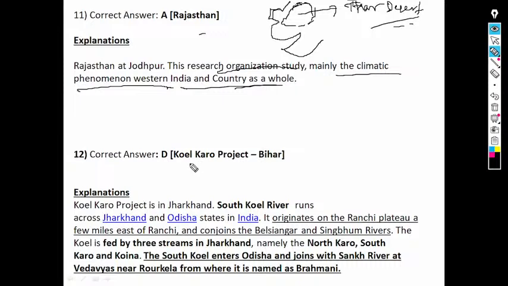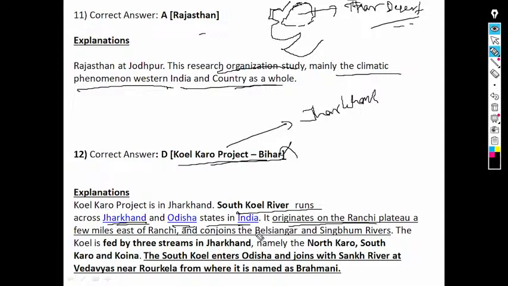Next, the Koil Karo project in Bihar. It is not in Bihar, this is wrong. Actually the Koil Karo project is situated in Jharkhand. South Koil River runs across the Jharkhand and Odisha states of India. It originates on the Ranchi Plateau.